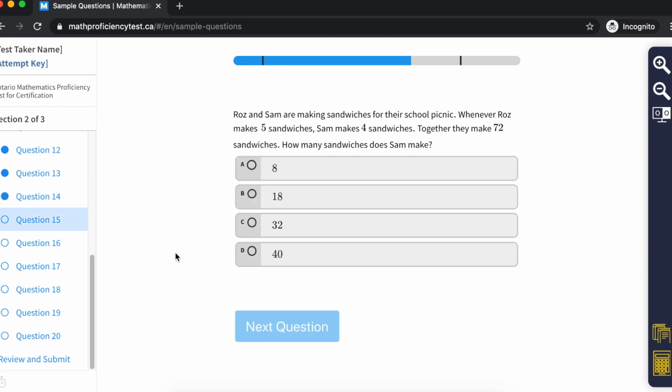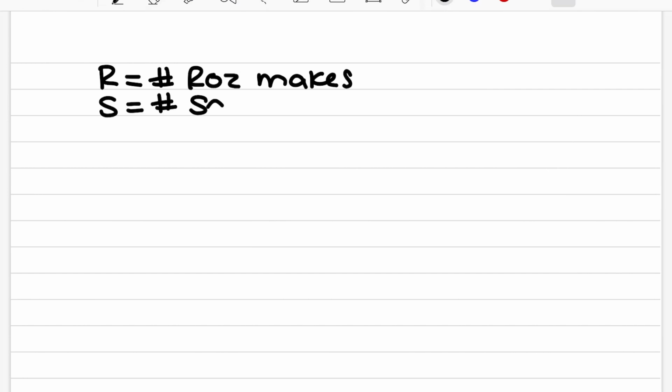Okay, question 15. Okay, so Roz and Sam are making sandwiches. Whenever Roz makes 5, Sam makes 4, and together they make 72. Okay, so we can use two equations to solve this problem. We can use variables r for the number that Roz makes, and s for the number that Sam makes.